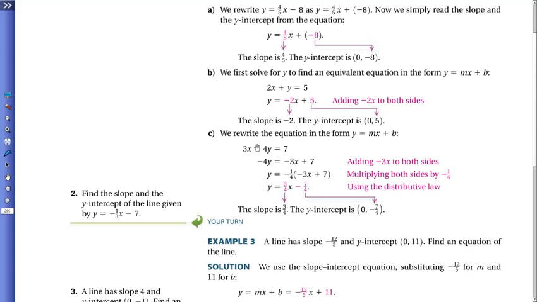Now, something I do with especially subtractions is I would change this to an addition right away. I see a lot of errors here where you do the right thing, you add a -3x to both sides, and then you forget that this is really -4y. So be careful there.